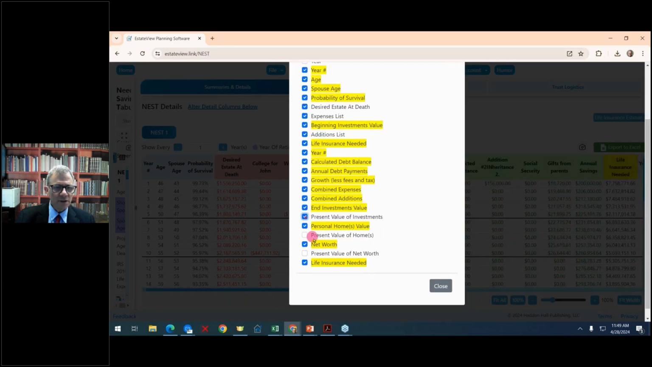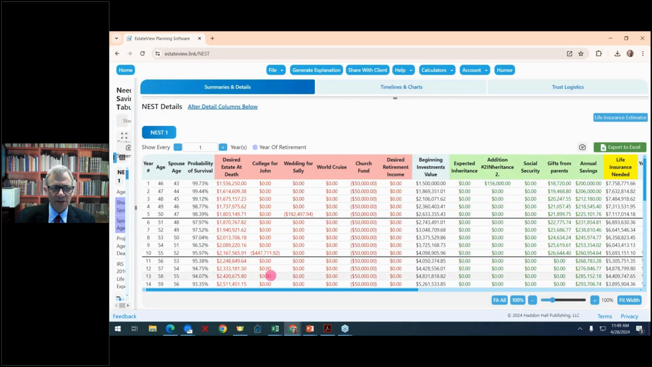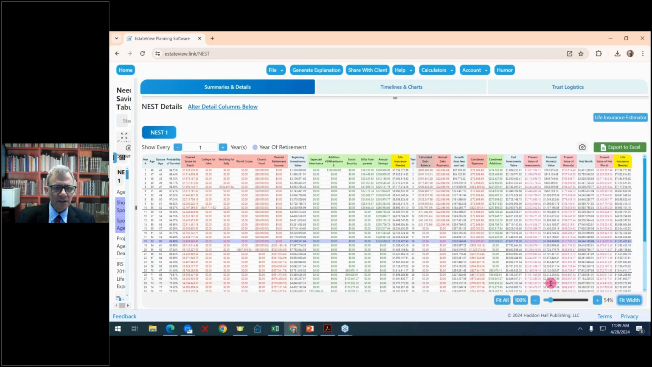And this shows the client that everything they do has an impact on what they will have. So this is their life in a spreadsheet, showing, yes, if you have the church fund, that takes down your net worth. Yes, if you pay for a wedding, that's how much it's going to cost in that year. And then the other thing that we show them is the life insurance needed on the far right-hand side.